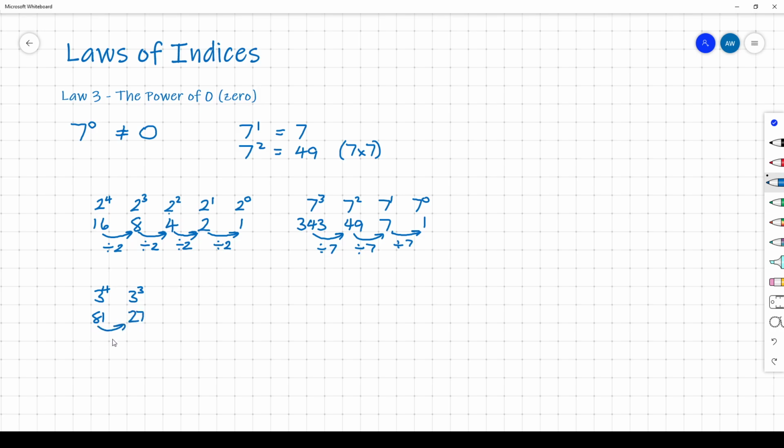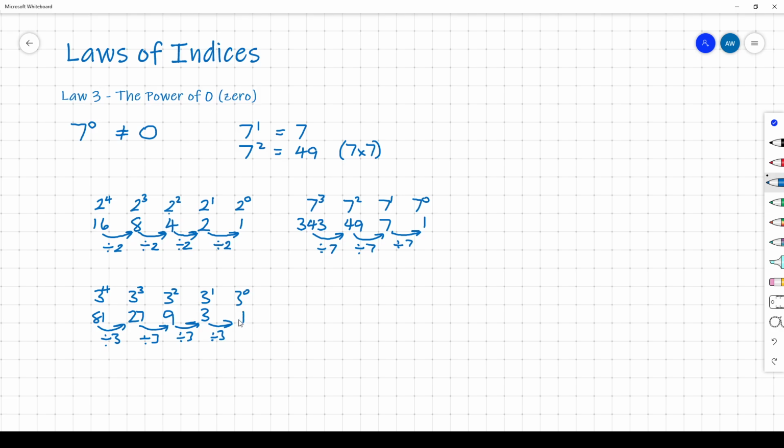Yes, we're dividing by 3 again. So we're dividing by wherever the base is, aren't we, to get the next one. 3 squared is 9. 3 to the 1 is 3. And then we're dividing by 3, dividing by 3, dividing by 3, and 3 to the power 0 is 1.